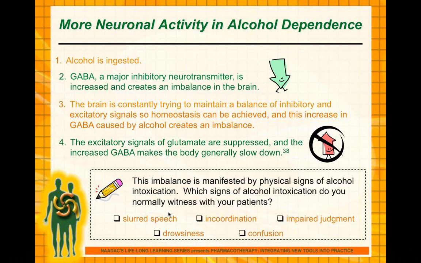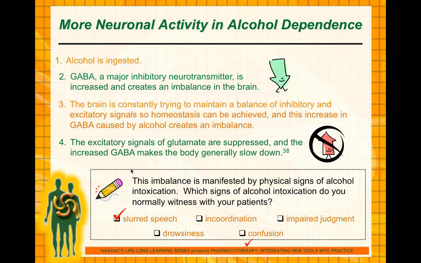So just to think here for a second, just the imbalance that I just described with having GABA be more present than glutamate, those inhibitory neurotransmitters, if that's manifested by being drunk, what physical signs do you think you would see in your clients when they actually have alcohol intoxication?